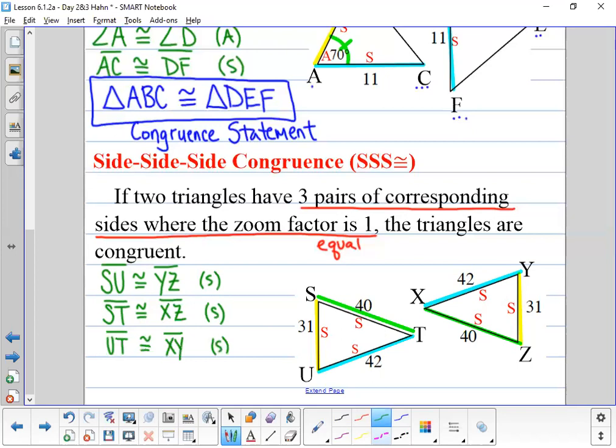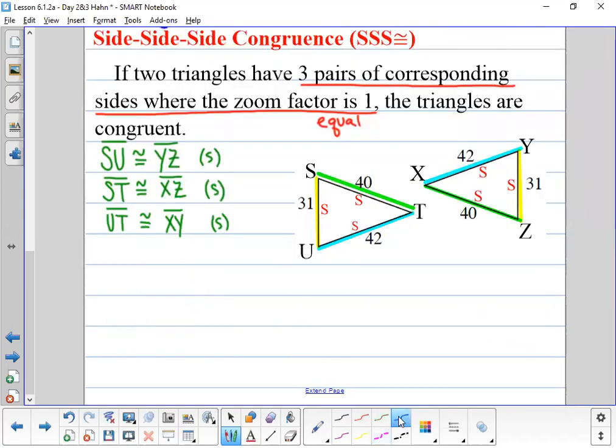So now I can write my congruence statement. So again, I'm going to start by writing the first triangle in any order that I want. So I'm going to call it STU. And then I say that is congruent to, so I use the congruent symbol there, triangle. All right, S is between the 31 and the 40, so it's going to go with Z because that's between 31 and 40. So I will write Z first.